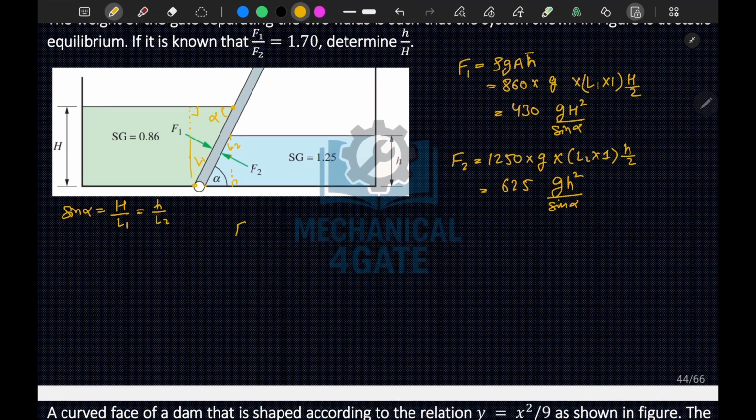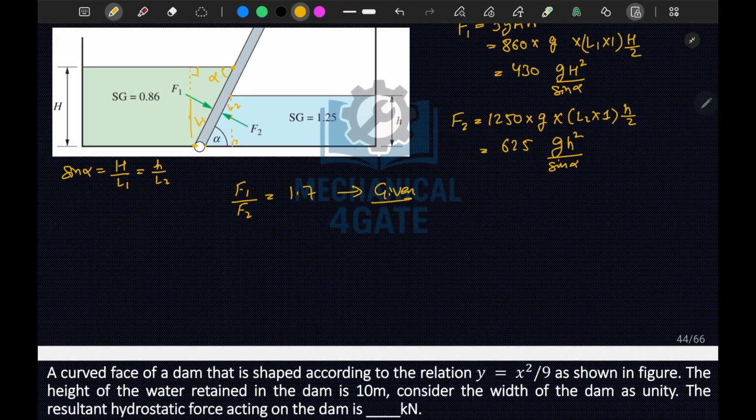We have been given that F1 by F2 is equal to 1.7. This is our given. Now we will substitute the values of F1 and F2. So this will become 430 divided by 625, and here it will become h square by h square is equal to 1.7. Now let me solve this first. So this is 430 divided by 625.